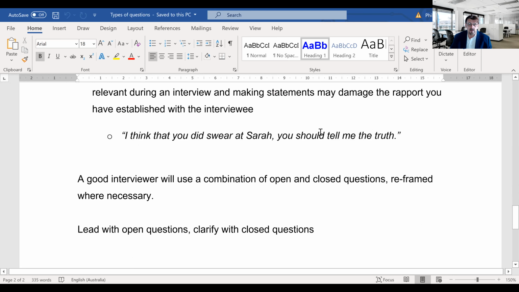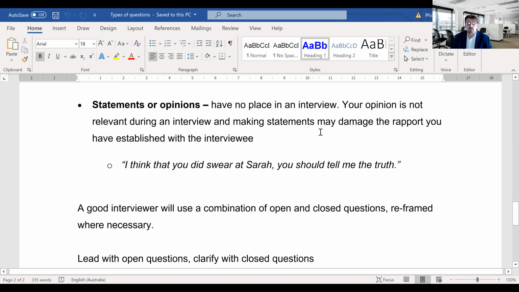Statements and opinions. I think you did swear at Sarah. You should tell me the truth. You know, Sid, I'm not really sure that you've understood what was happening. I think you should tell me the truth here. That's going to get you probably a walkout. Certainly, the interviewee is going to shut down.